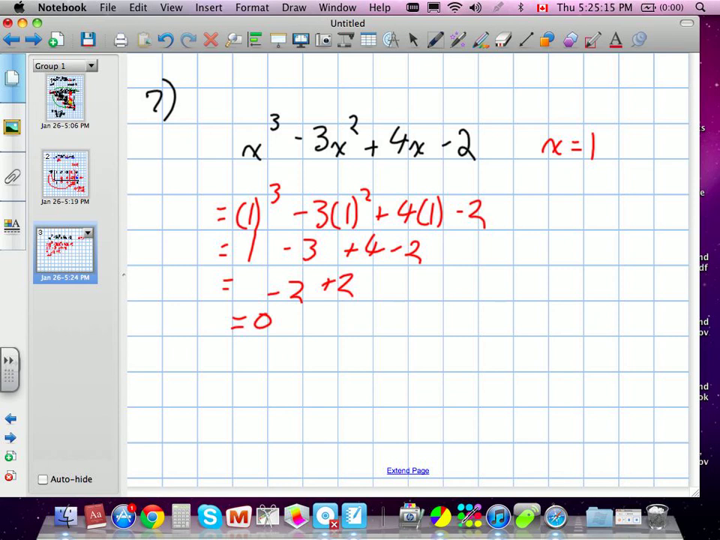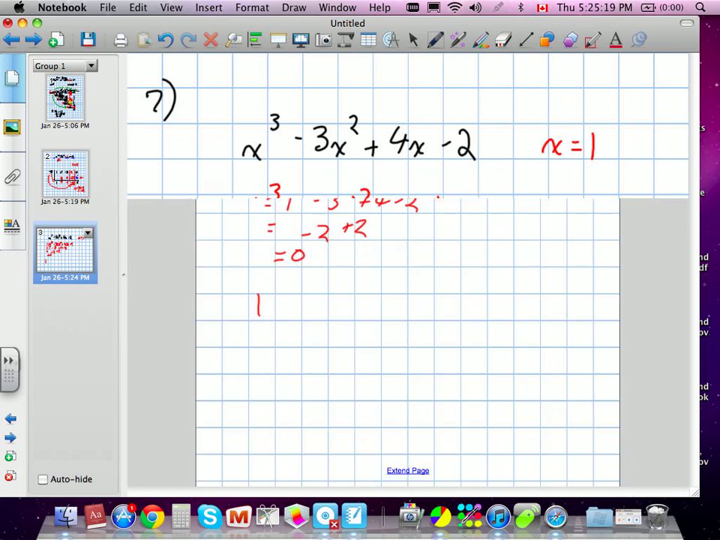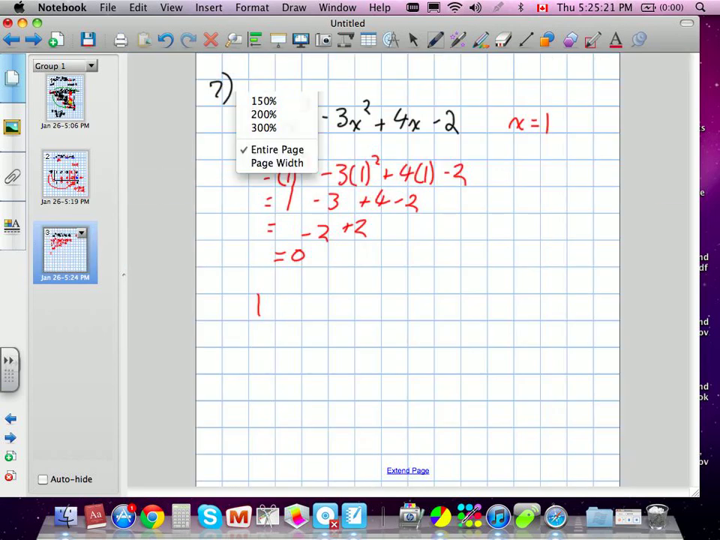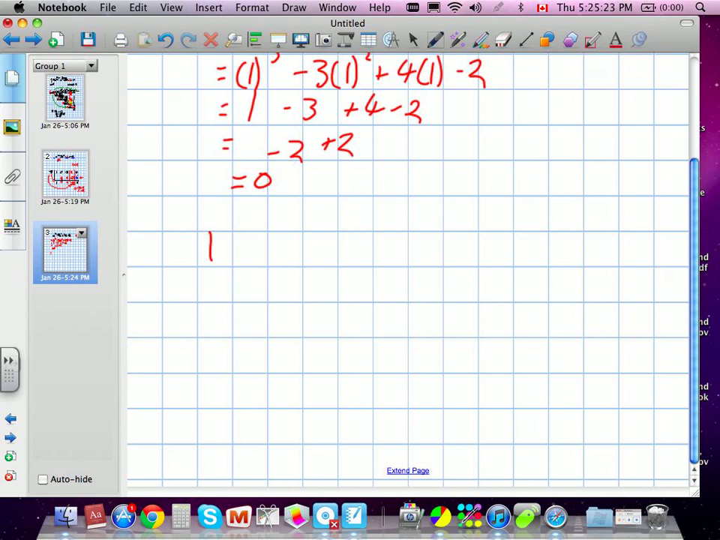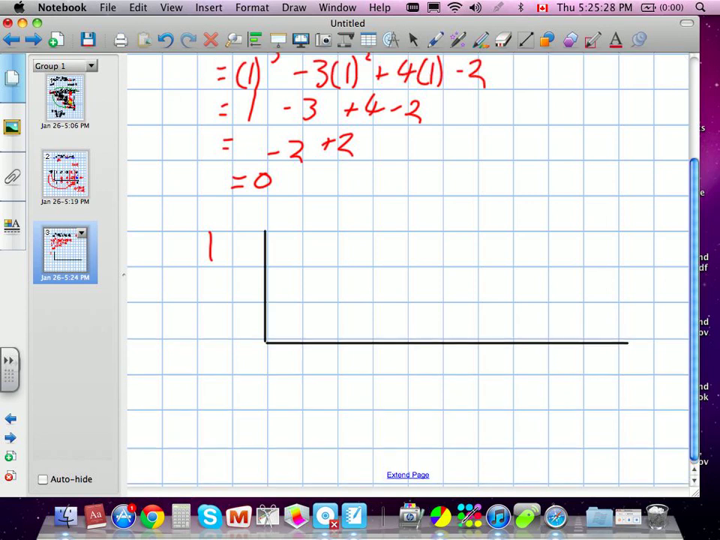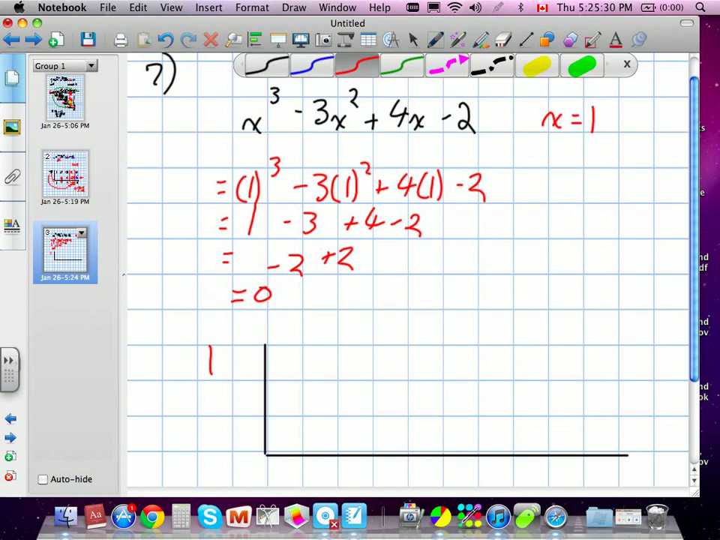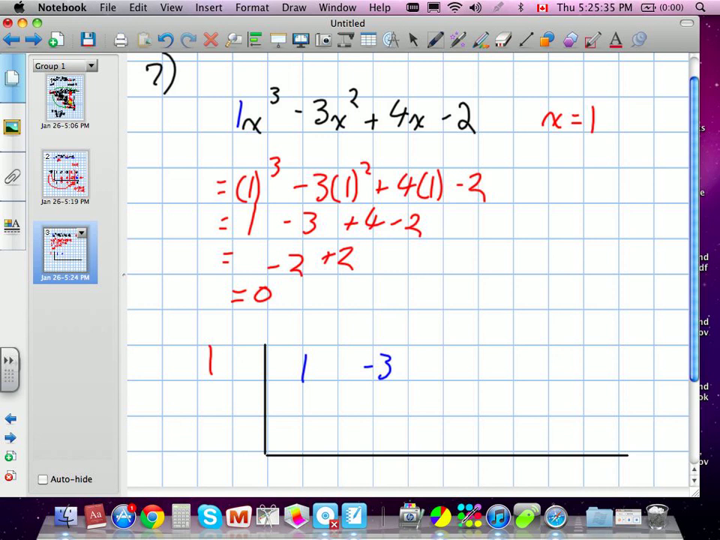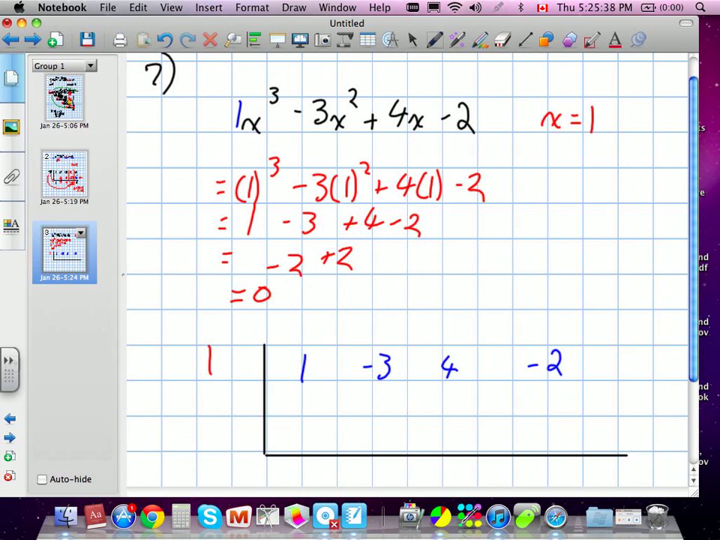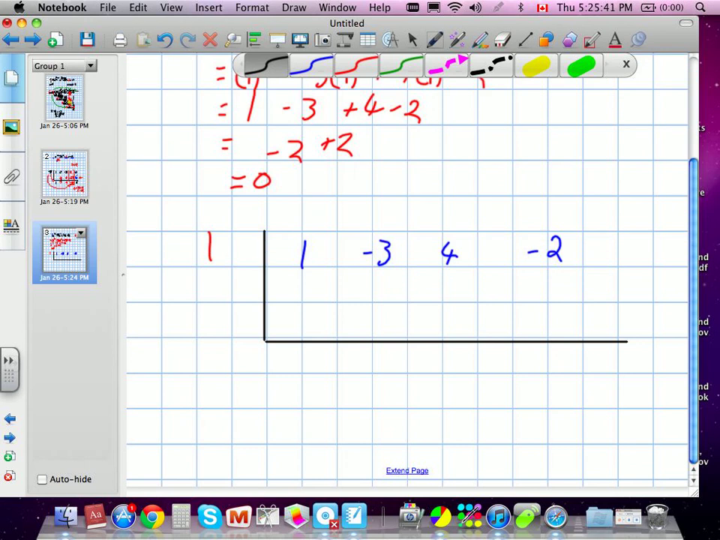We bring down the coefficients. Coefficients in this one are the numbers 1, negative 3, 4, and negative 2. Okay, so this is what's going to tell us, once we divide it, what our new polynomial is going to read. We bring the 1 down. 1 by 1 is 1. Negative 3 plus 1 is negative 2. 2 times negative 2 plus 4 is 2. 1 times 2 is 2.